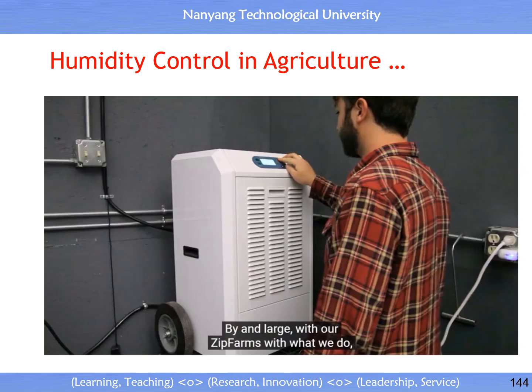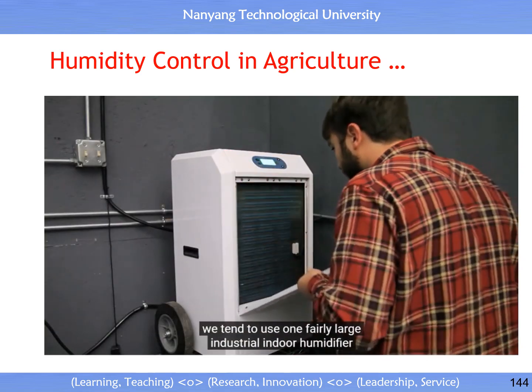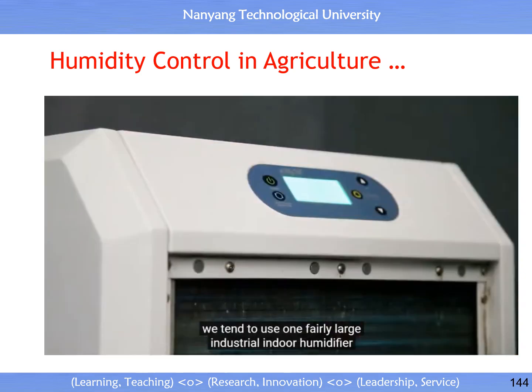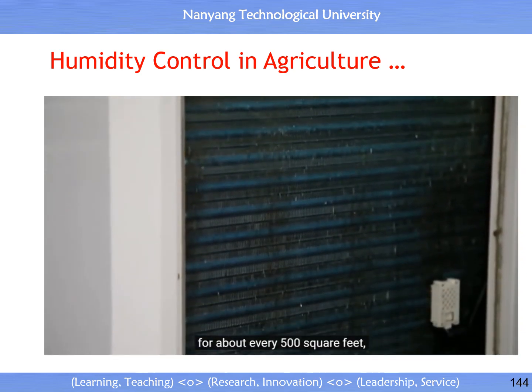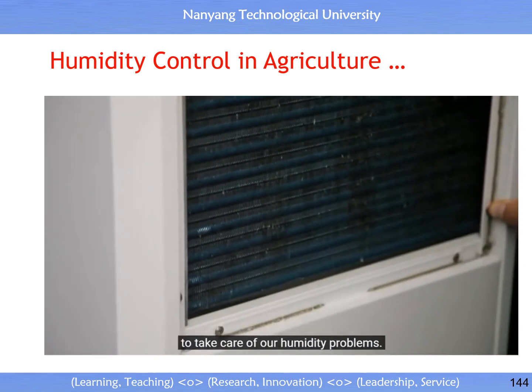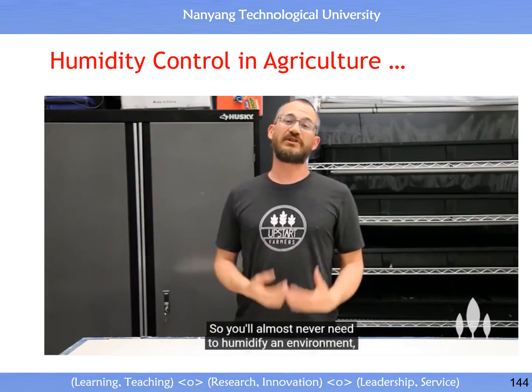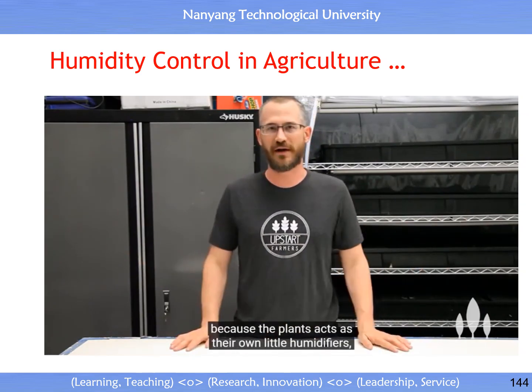By and large, with our zip farms, we tend to use one fairly large industrial indoor humidifier for about every 500 square feet. And that's usually more than enough to take care of our humidity problems. You'll almost never need to humidify an environment because the plants act as their own little humidifiers, right?